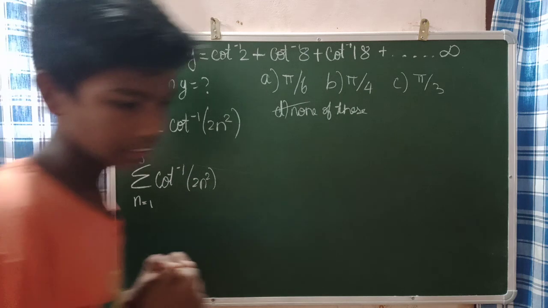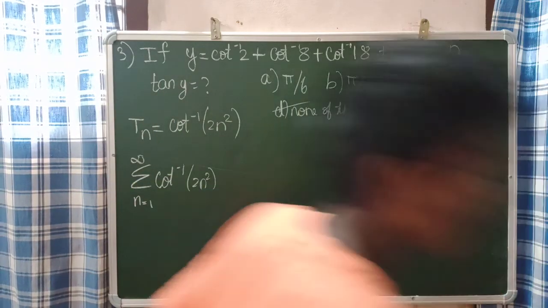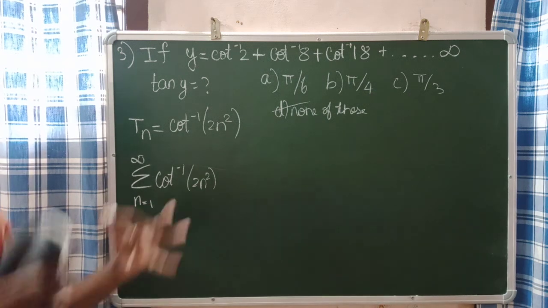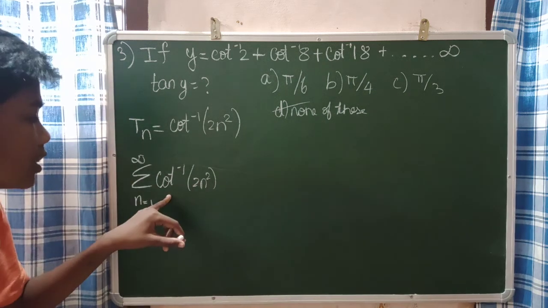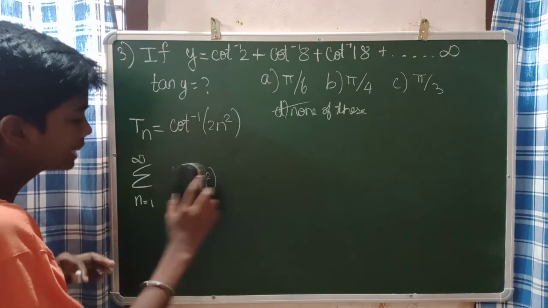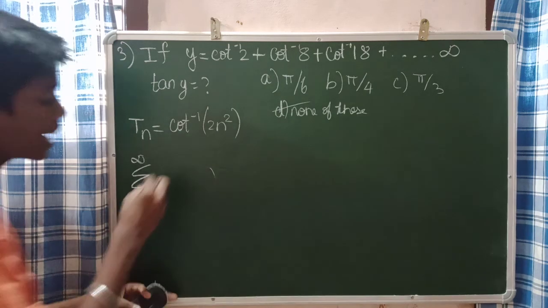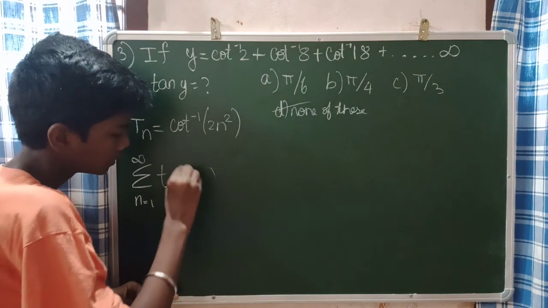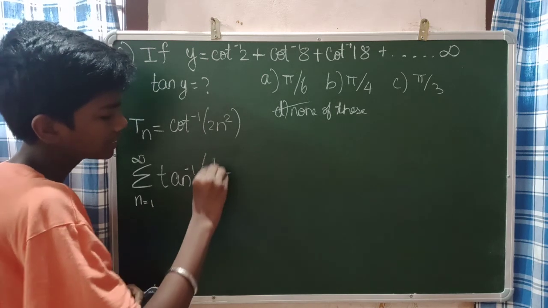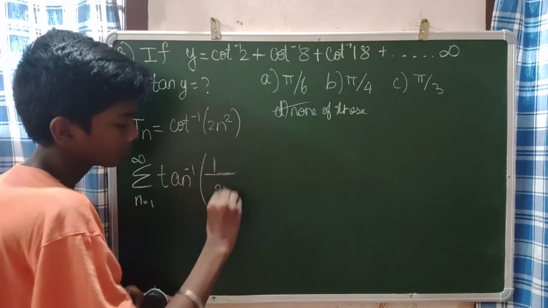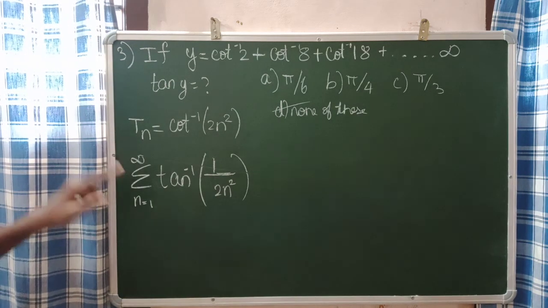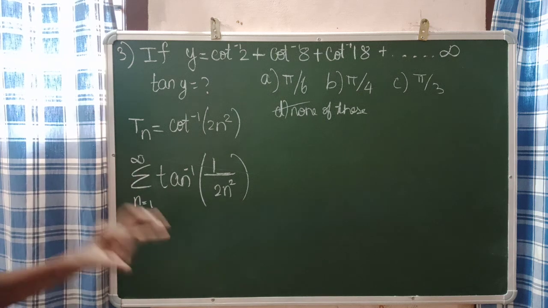Now the process starts. The first thing which I am going to do is convert this cot inverse in terms of tan inverse. So cot inverse of 2n square can be written as tan inverse of 1 by 2n square. Correct now? Tan inverse of 1 by 2n square, just by converting cot inverse in terms of tan inverse. Guys, this is a process, manipulation, so you need to understand this. So tan inverse of 1 by 2n square, like that I converted.